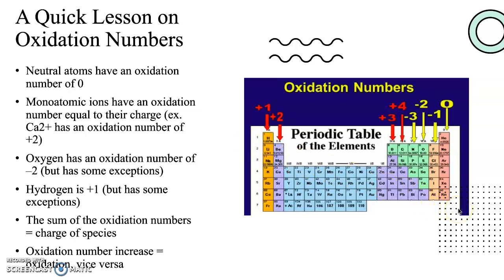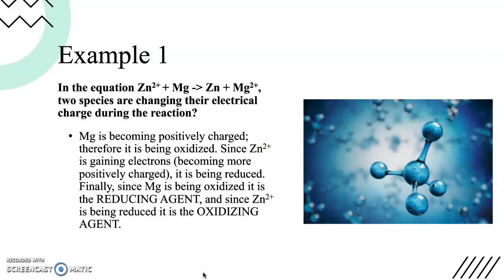Although it may seem straightforward, there are a couple of exceptions. In neutral compounds, oxygen has an oxidation number of -1, and in metal hydrides, hydrogen has an oxidation number of -1. That is all for lesson 1. For our first example, above is the redox reaction equation, and below is our reasoning. Now, we'll be moving on to our practice problems.